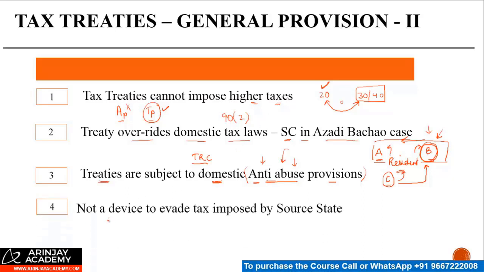And the last, but the most important, a treaty is not a device to evade taxes. The idea behind a treaty, as it is called, is a double taxation avoidance agreement. The idea is the same income should not be taxed in two countries. You cannot use a treaty as a mechanism to evade taxes which are imposed by the source state.